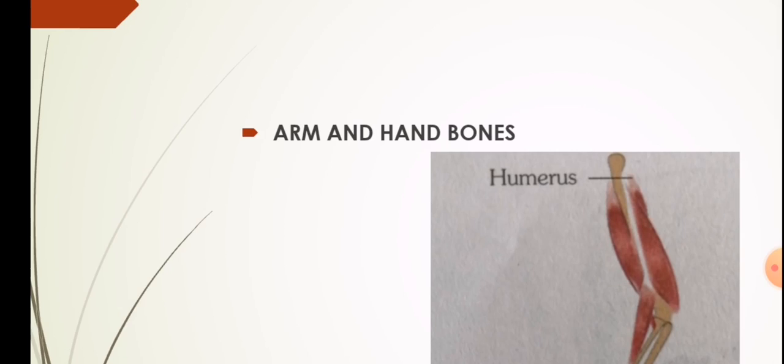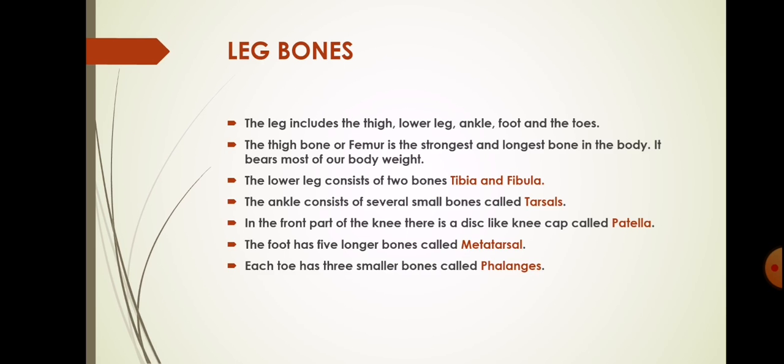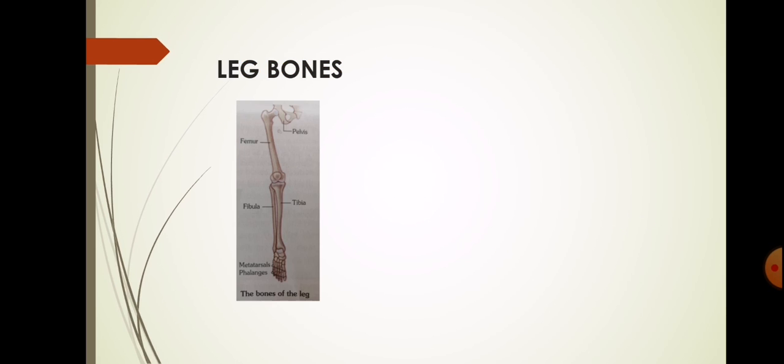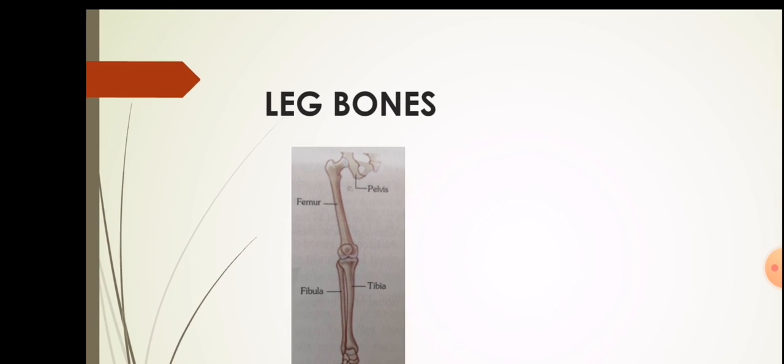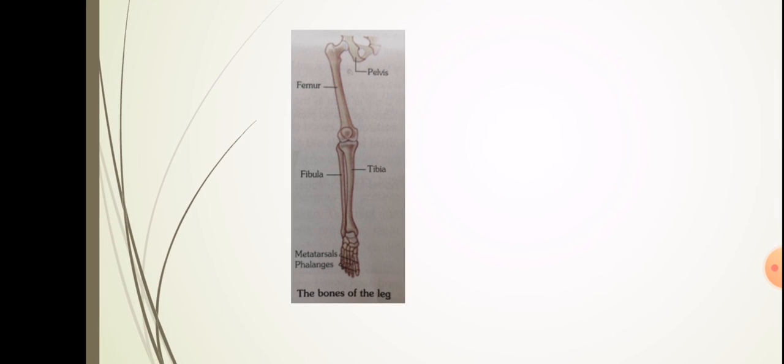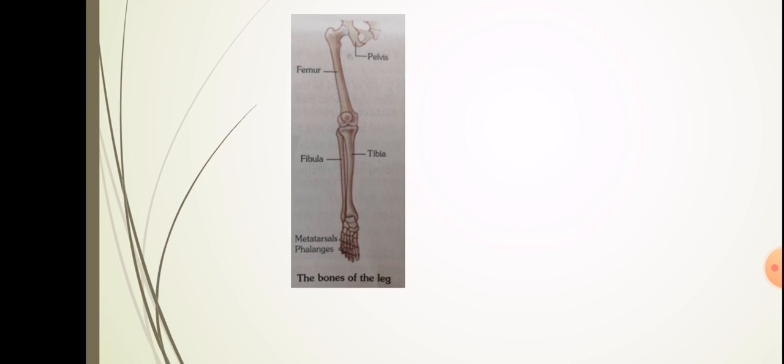Now the next part is the leg bone, okay. See, this is our leg bone, okay. If we talk about the leg bone, here the thigh bone, or femur, see, the femur bone is the strongest and the longest bone of our body, and it is attached to the pelvic bone. From one side it is attached to the pelvic bone, and on the other side it is attached to our knee, okay.